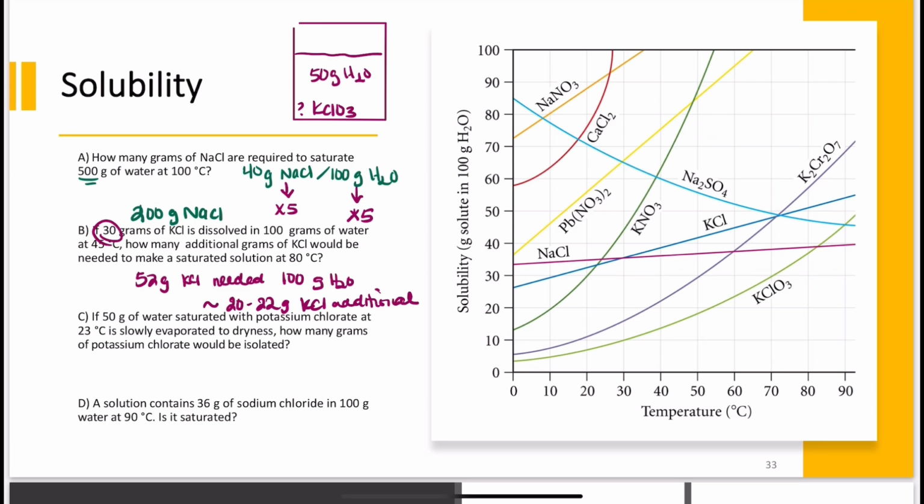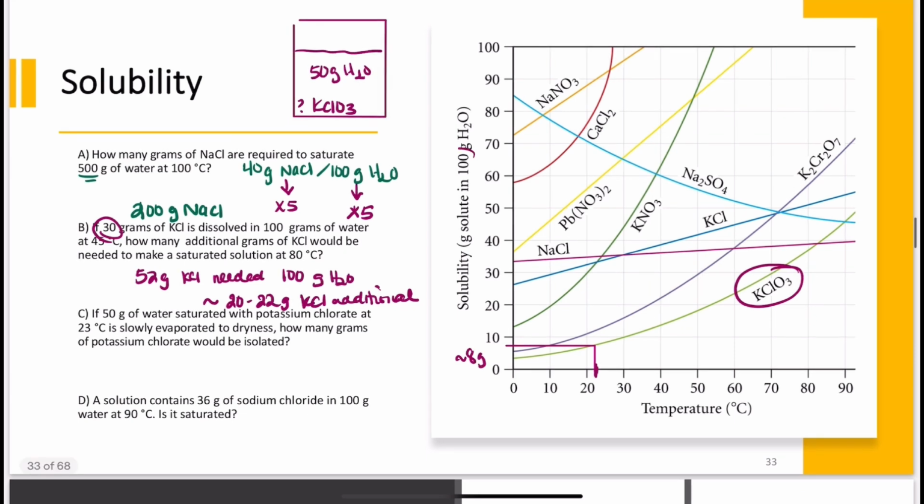If I look up KClO3 on the table, where is my potassium chlorate? There it is. I look at 23 degrees C. I'm going to say 23 is right here, close, somewhere around here. I run my line up and see where I intersect, and I run over. I'm going to say that is about 8 grams of KClO3. But remember, that is in 100 grams of water. So I have 8 grams of KClO3 per 100 grams of water.